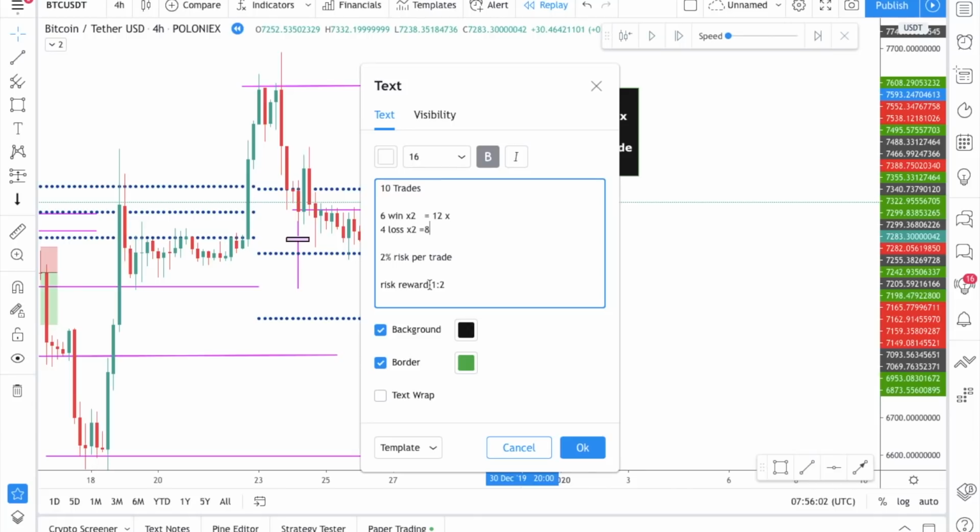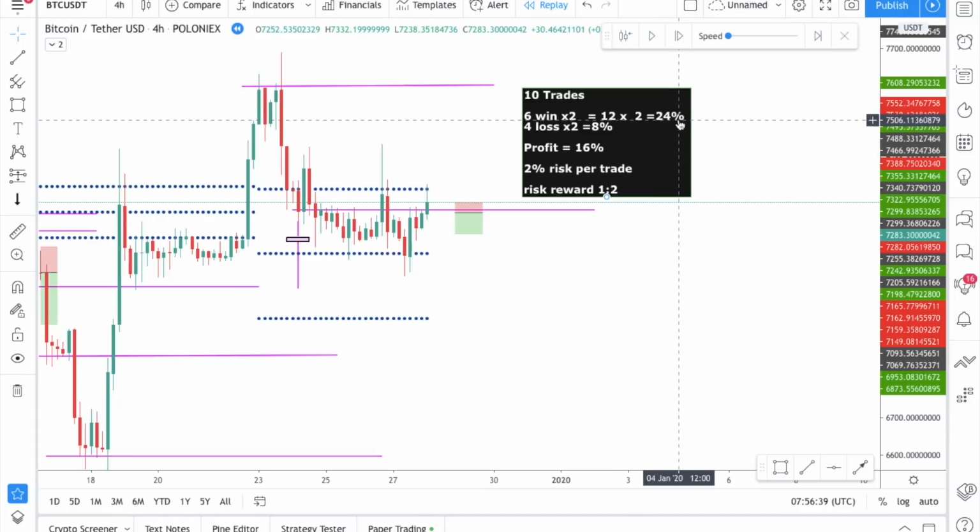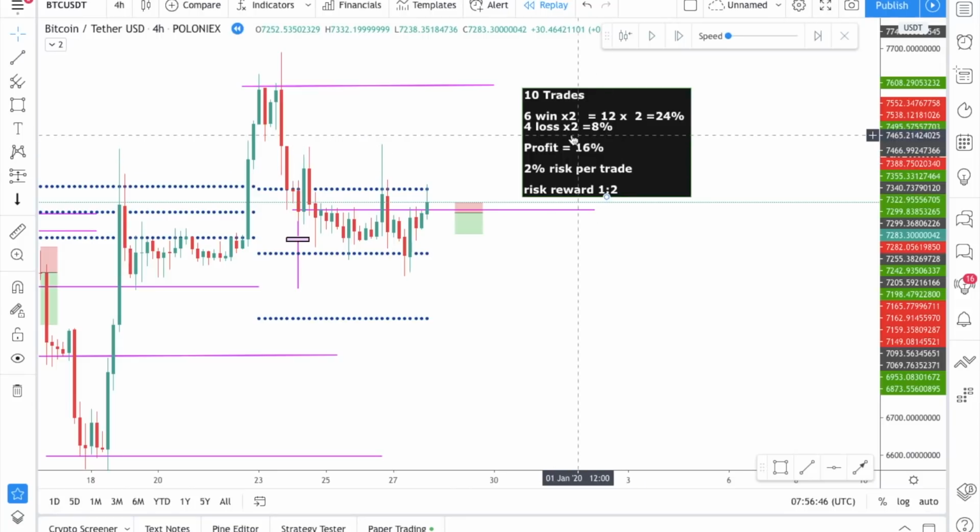That's why we take 1 to 2, a positive risk reward. So in this case, it's going to be multiplied by 2. So now you can see it's 24% win, and here we lost 8%. Now look at this, our profit is 16%. So now look at this, guys. This is the power of consistent trading, and also executing a strategy systematically over a period of time. So now you can see we've won 6 trades, we lost 4, we lost 8%, and we made 24% profit on the 6 wins minus the 8% we lost. It's equal to your profit, that's 16%.